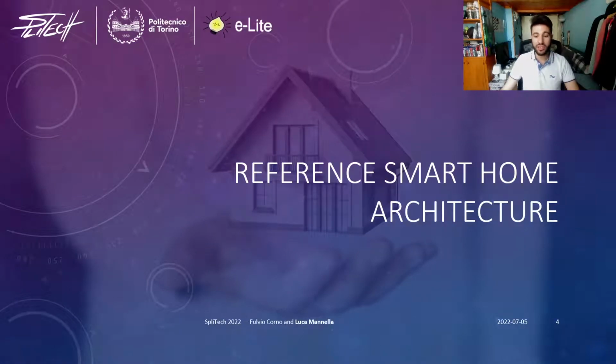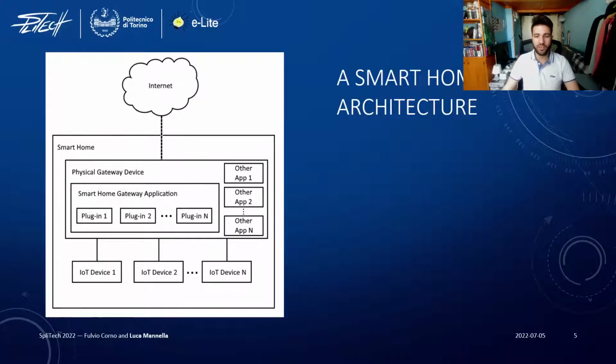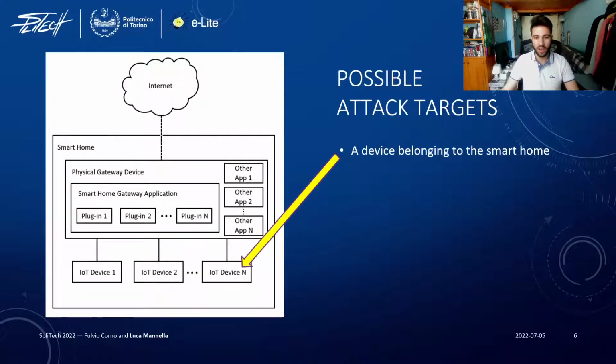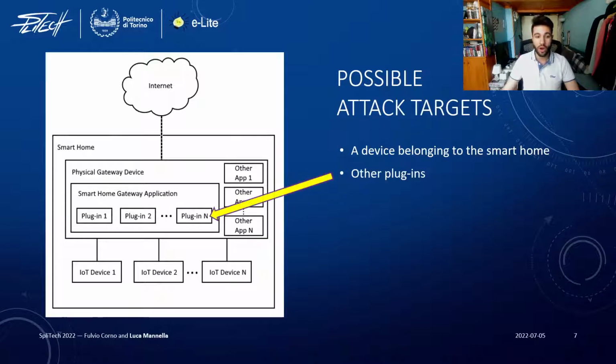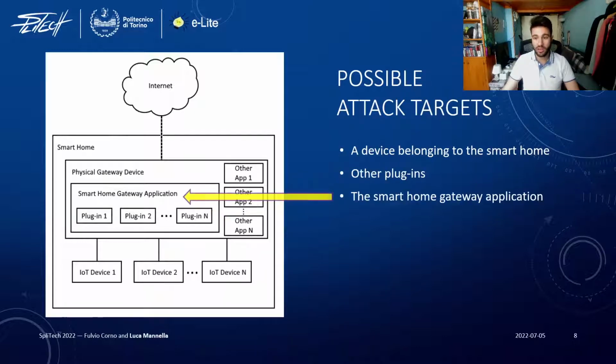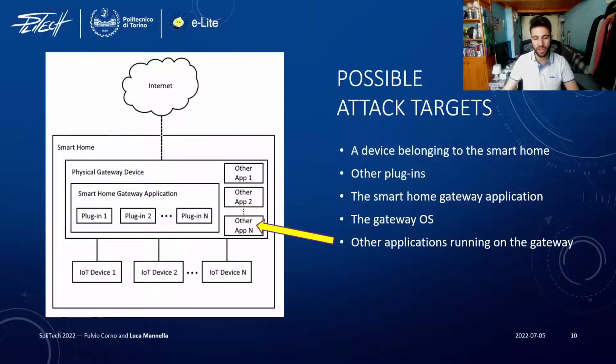So, before presenting you the model, it is necessary to discuss a little bit the reference architecture and the possible attack targets. So, in a traditional smart home architecture with IoT devices, a smart home gateway with possibly other applications installed on it, we can conclude that possible attack targets are devices belonging to the smart home, other plugins in the smart home gateway, the smart home gateway application itself, or the gateway operating system, and if the device is not a special purpose device, even other applications running on the gateway.